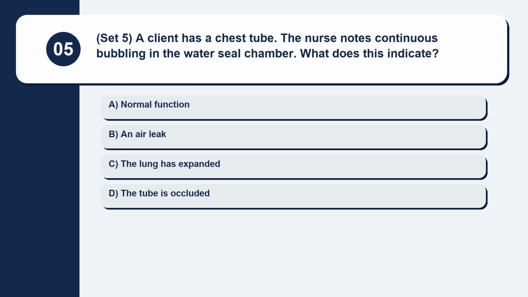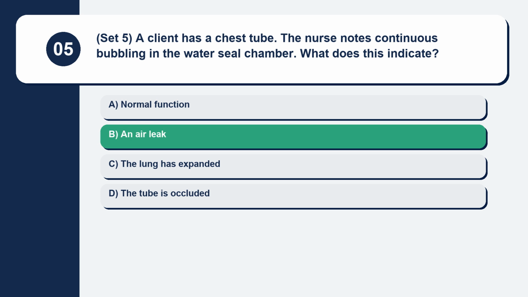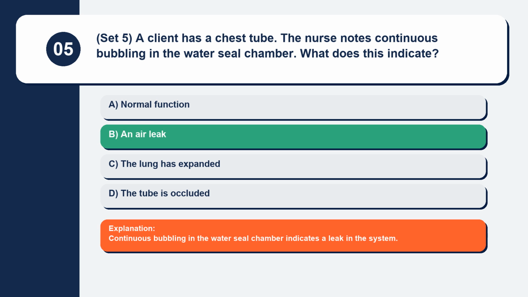Question 5. Set 5. A client has a chest tube. The nurse notes continuous bubbling in the water seal chamber. What does this indicate? Normal function. An air leak. The lung has expanded. The tube is occluded. Continuous bubbling in the water seal chamber indicates a leak in the system.